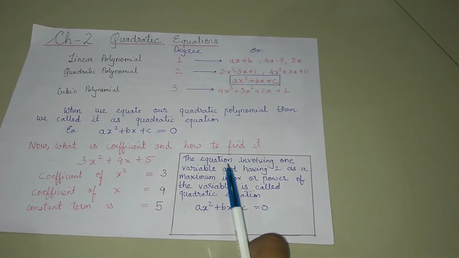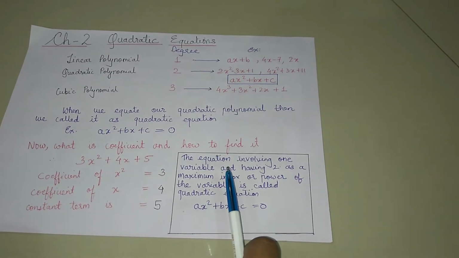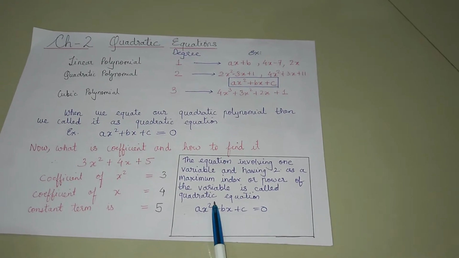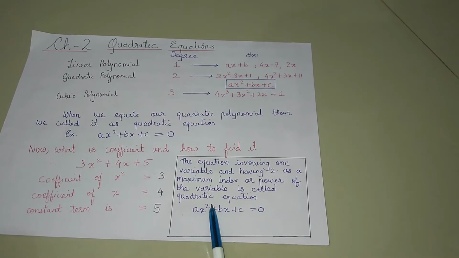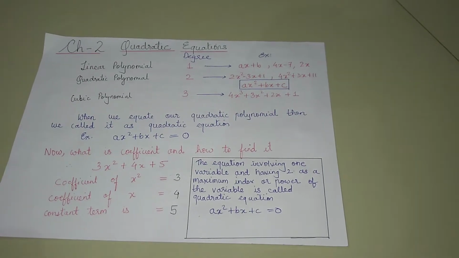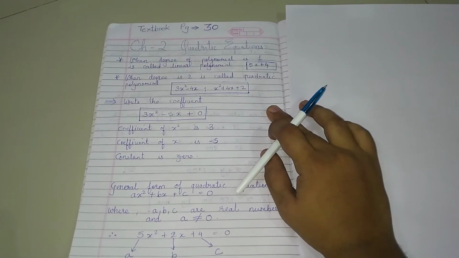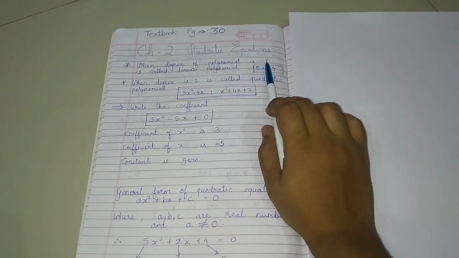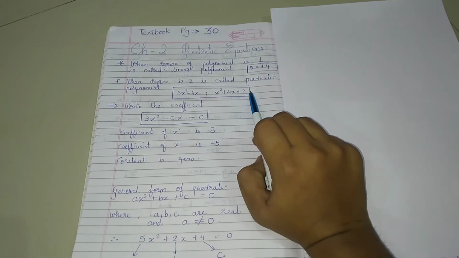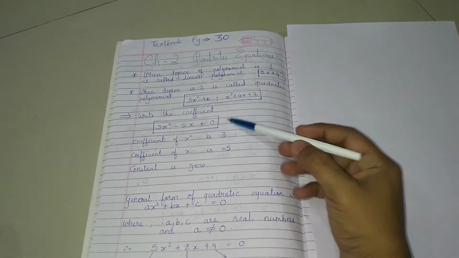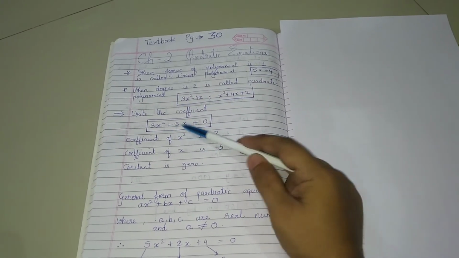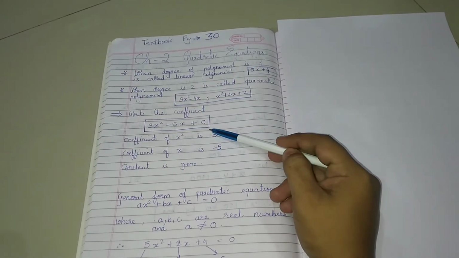So the meaning is an equation involving only one variable and having two as the maximum index or power, that is this x square, whatever it is, it should be only 2. Then it is called a quadratic equation. As I explained to you, when the degree of the polynomial is 1, it is called a linear polynomial. When the degree is 2, it's called a quadratic polynomial. And this is the way to find the coefficients: coefficient of x square is 3, x is minus 5 and constant is 0.